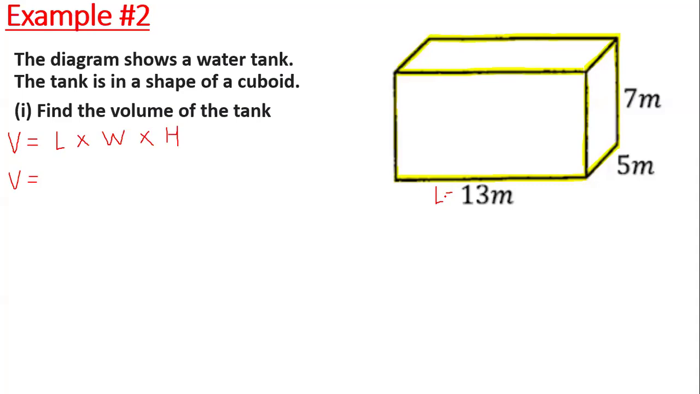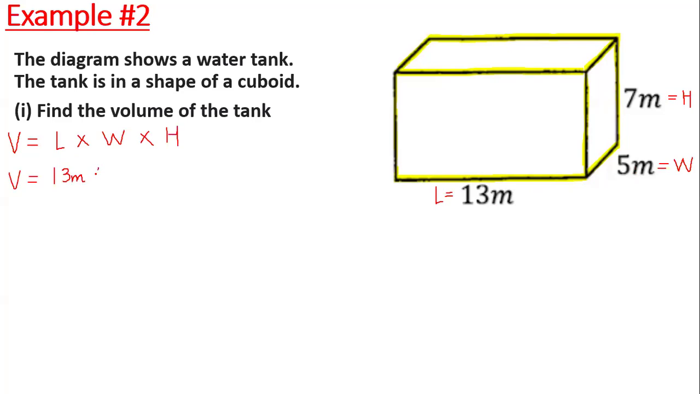13 m. I might say that the length is the, anyone can remember what I said? The length is the longest side. If we compare between the length and the width, the length is the longest side. And then W is 5, that's the width. And then 7 is the height, okay?